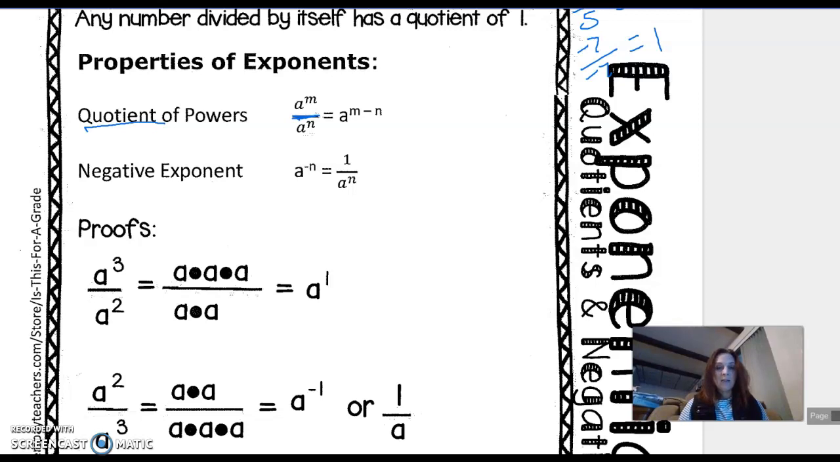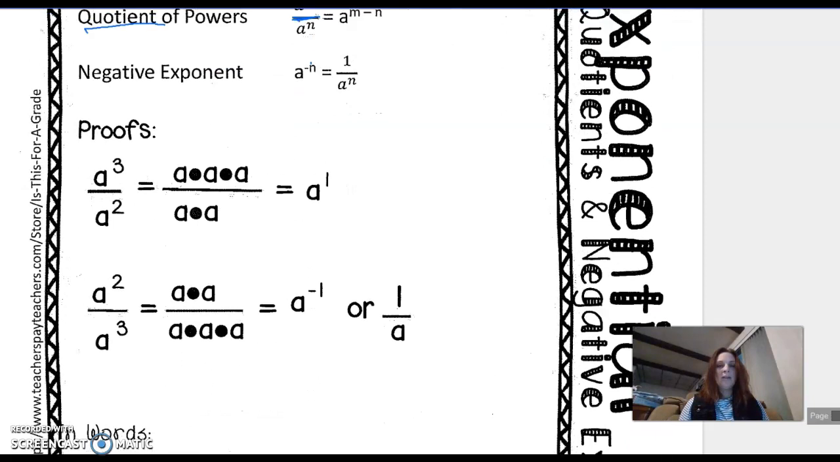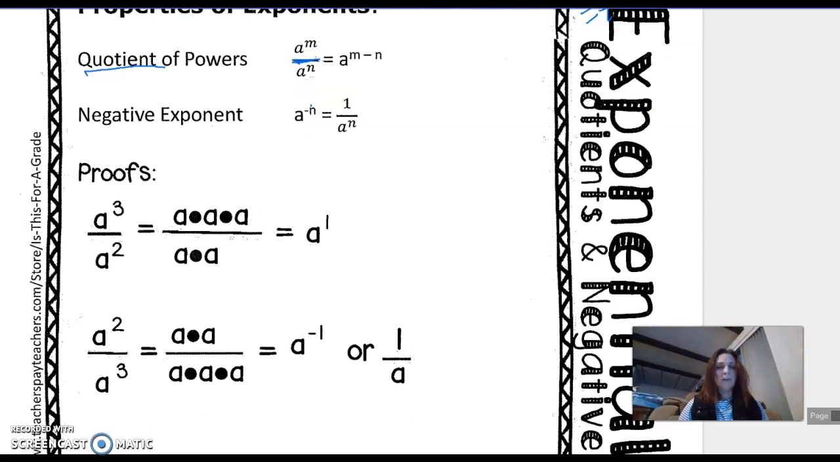Negative exponent. So if you look right here, we have a to the negative nth. And notice that's going to equal 1 over a to the nth. And we'll talk about why that is in a second too. So here's the proofs of these. So the proof of the first one here.